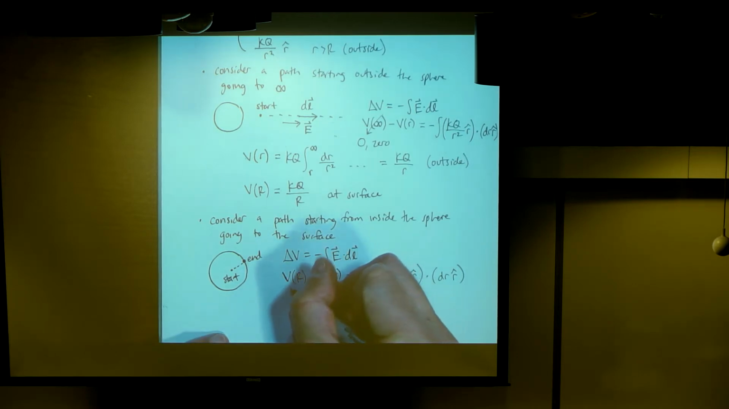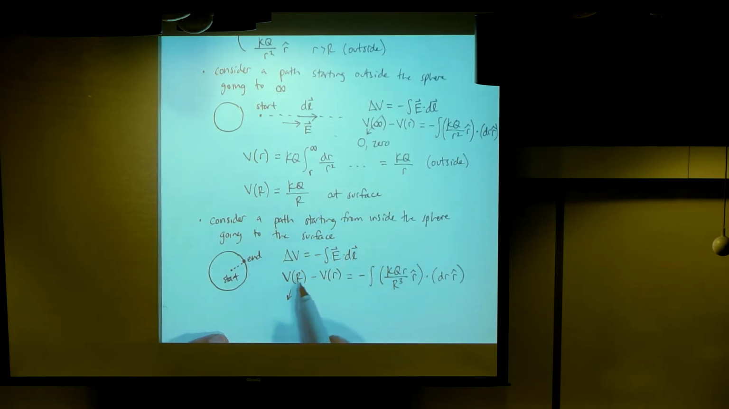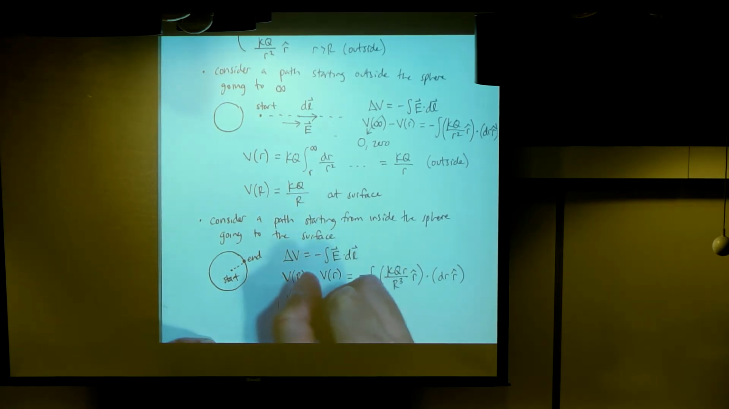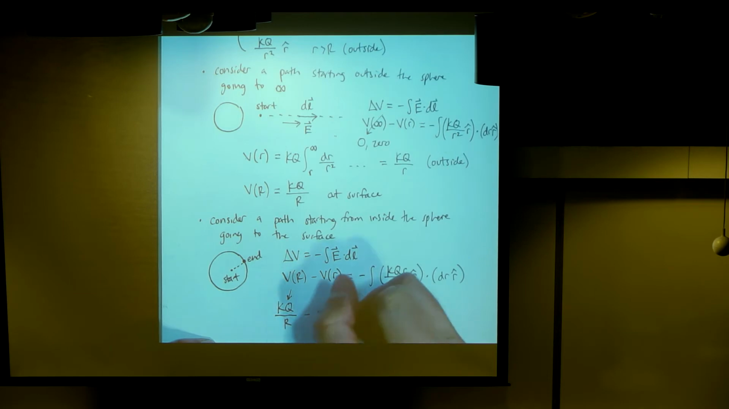I'm going to make a few changes. V at big R, again, that's the potential at the surface. I'm going to replace that with this expression right here, KQ divided by big R. We know that's the case. And then minus V of little r. This is what we're ultimately trying to solve for right here. We want to know how potential depends on distance from the center when we're inside the sphere. So this is what we'll solve for eventually.